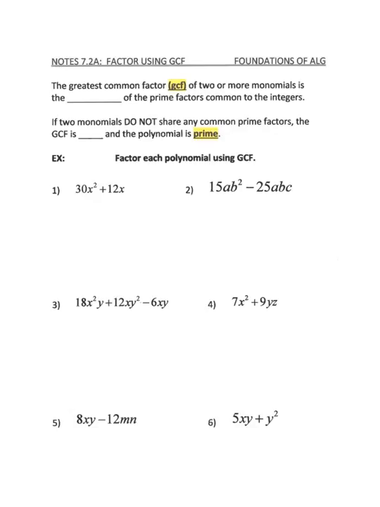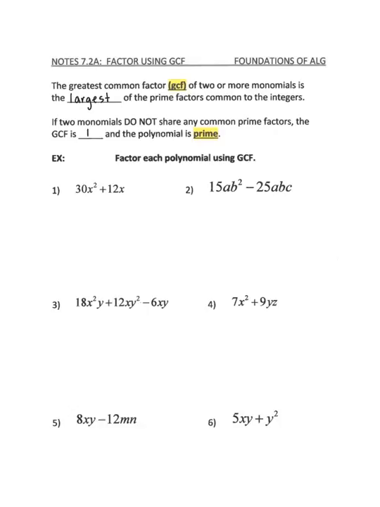Alright, in 7.2a, we are going to look at factoring using GCF, or greatest common factor. That's what GCF stands for. So the greatest common factor of two or more monomials is the largest product of the prime factors common to the integers. If two monomials do not share any common prime factors, the GCF is 1 and the polynomial is prime.